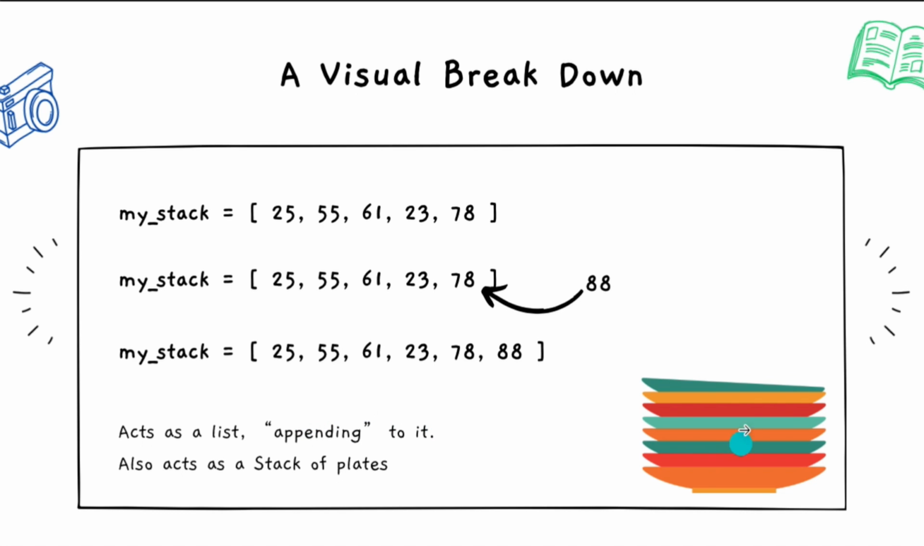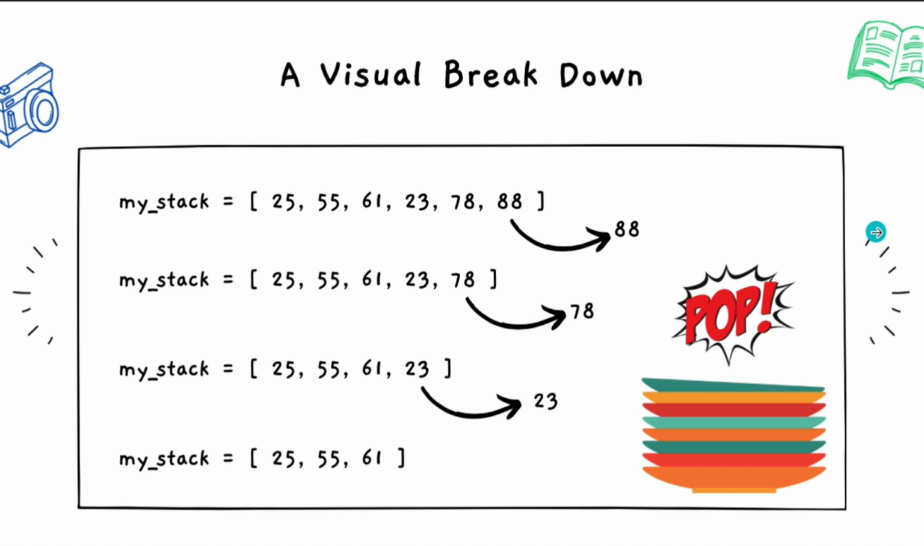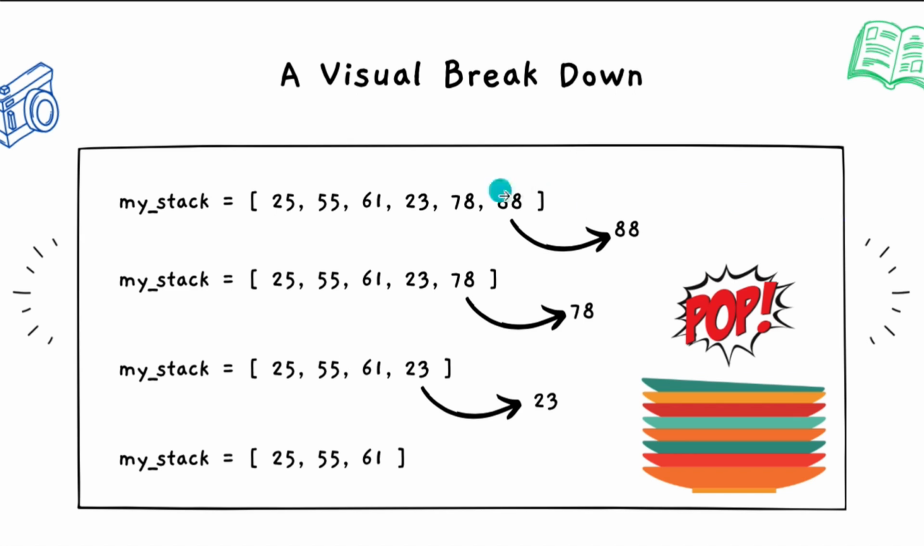But it also acts as a stack of plates, because now when I decide to remove elements, I'm not choosing an independent element. I'm not removing the first element. That's a different data structure. I'm removing the latest one that we put in. So if I have 88, 78, 23, I'm now left with this remaining stack of dishes, 3 dishes. What we're doing here is popping an element off.